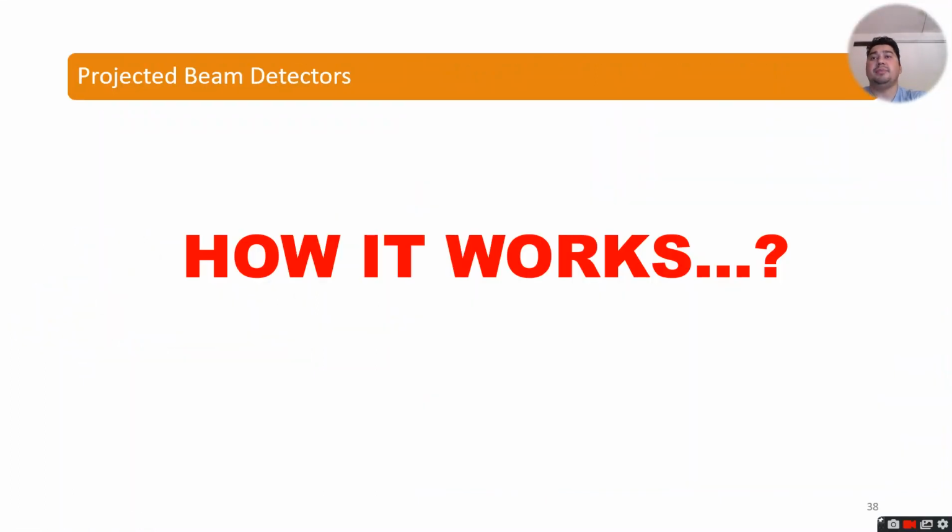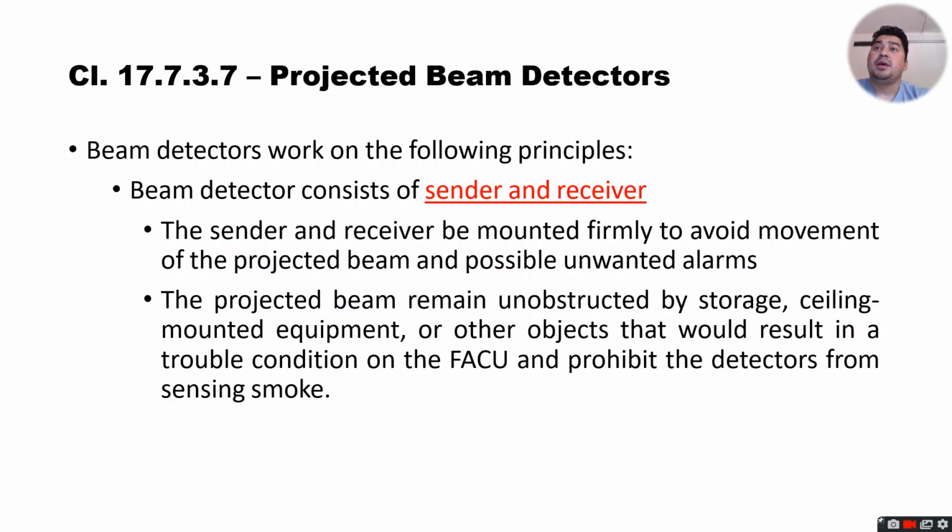Now, projected beam detectors, how it works. As per NFPA clause 17.7.3.7, projected beam detectors work on the following principles. A beam detector consists of a sender and receiver. The sender and receiver must be mounted firmly to avoid movement of the projected beam and possible unwanted alarms. The projected beam must remain unobstructed by storage and ceiling mounted equipment or other objects that would result in a trouble condition on the fire alarm control panel unit and prohibit the detectors from sensing smoke.